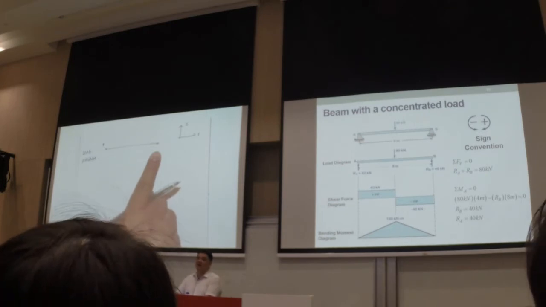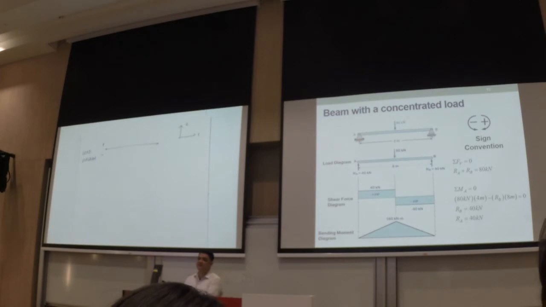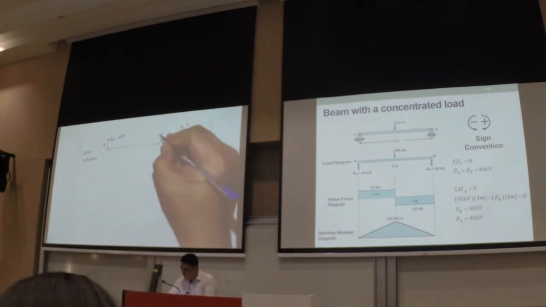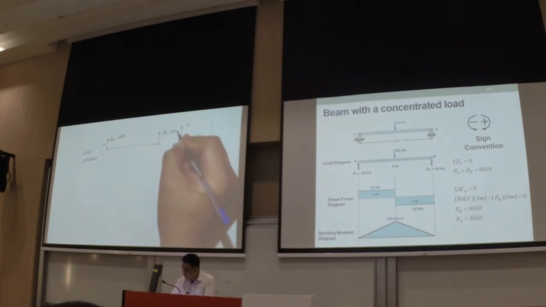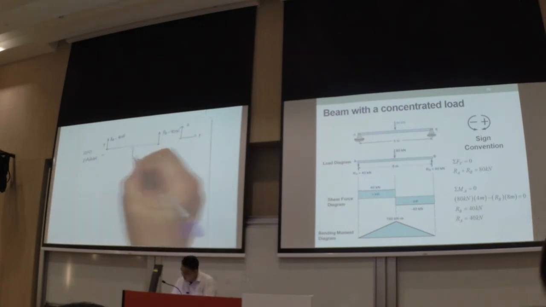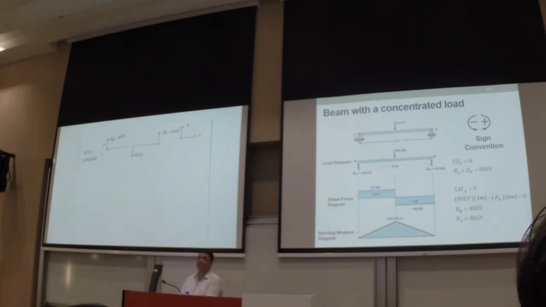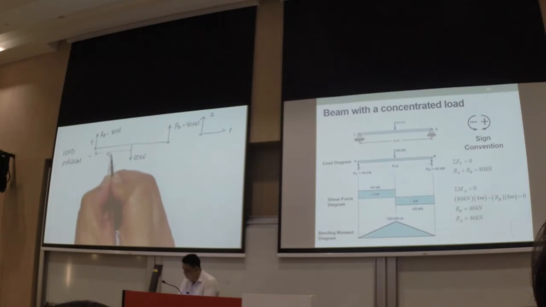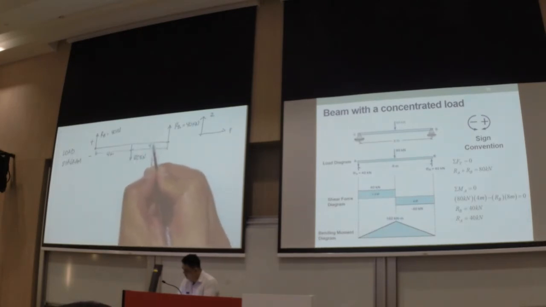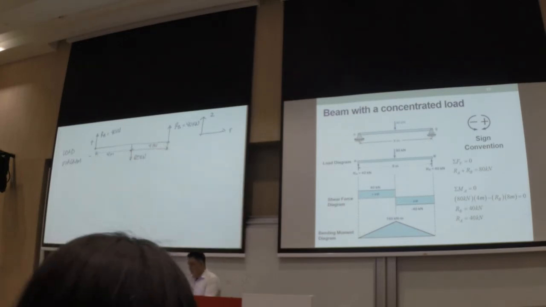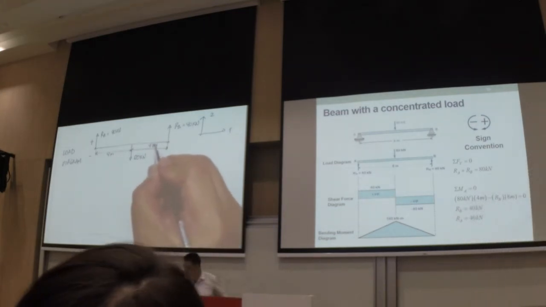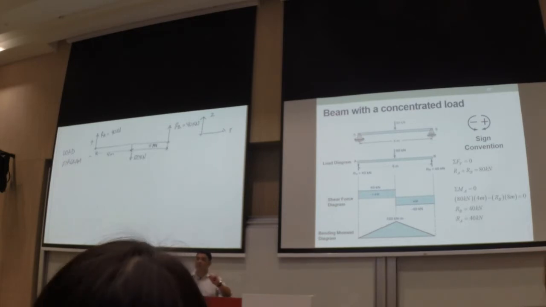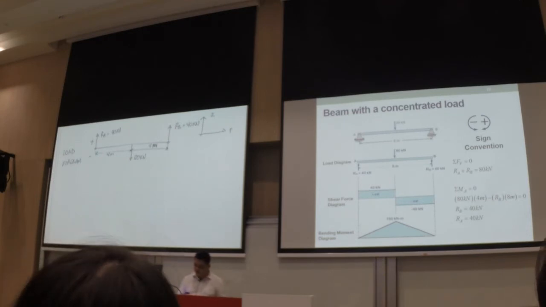So let's say that anything above this line is positive and anything below is negative. I have my reaction A, which is 40 kilonewtons, and my reaction B, which is the same, and I have my 80 kilonewton load here. I'll put in the distance so we won't be confused. So 4 meters, 4 meters, located at the center. That's the load diagram, very straightforward for a point load acting on our simply supported beam.